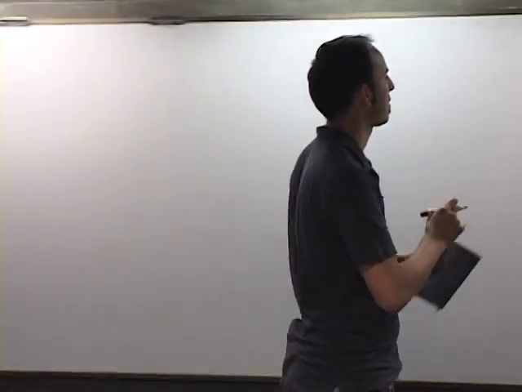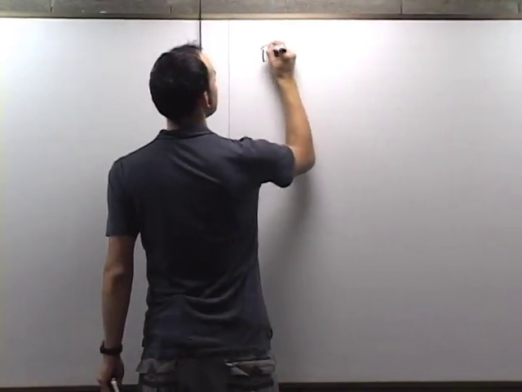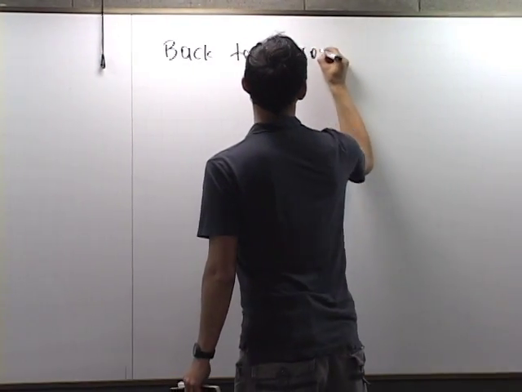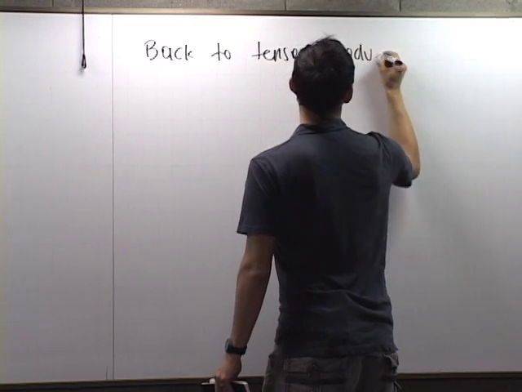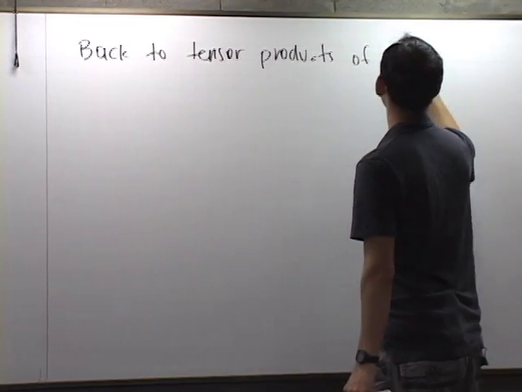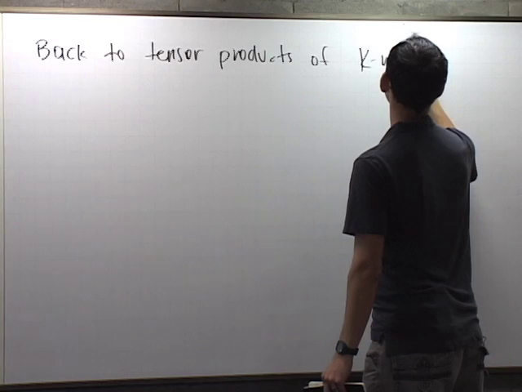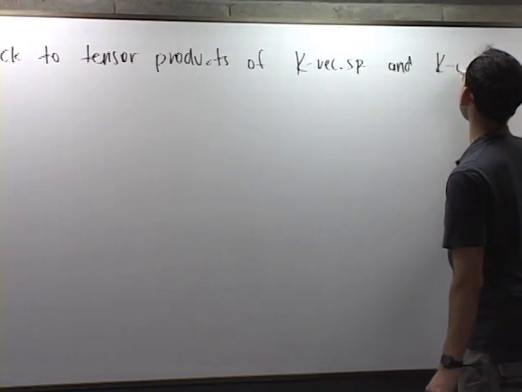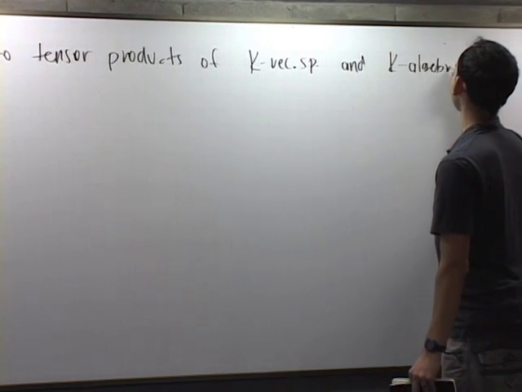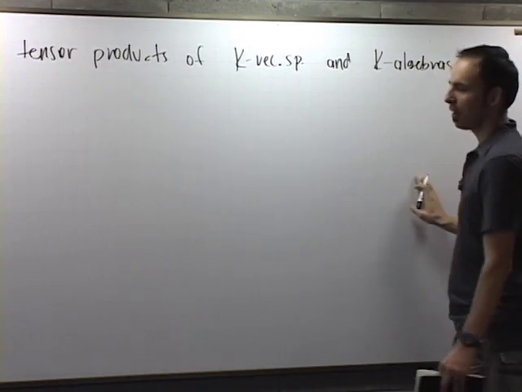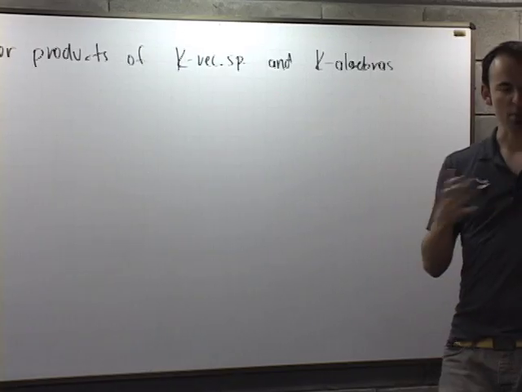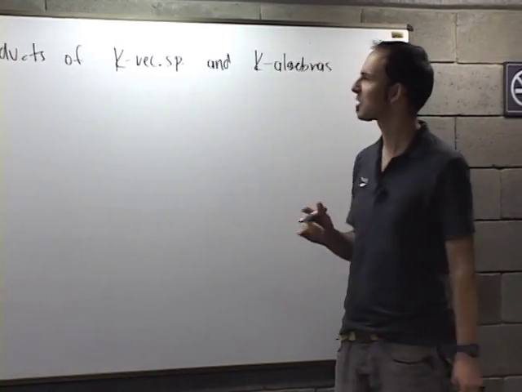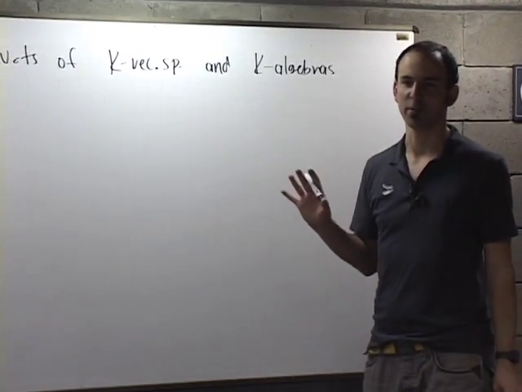So let me just go back to tensor products of K vector spaces and K algebras. I made a comment about this in the forum. You should look at it. I wrote things pretty explicitly, but I want to also say it on film.